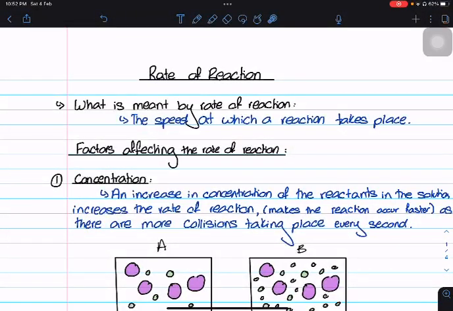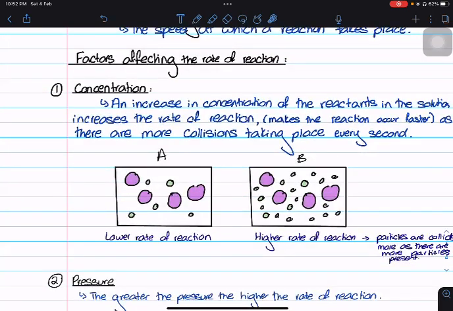Okay, so we would be talking about rate of reaction today. The simple definition of rate of reaction is the speed at which a reaction would take place. There are many factors which affect the rate of reaction, and we will start with concentration.